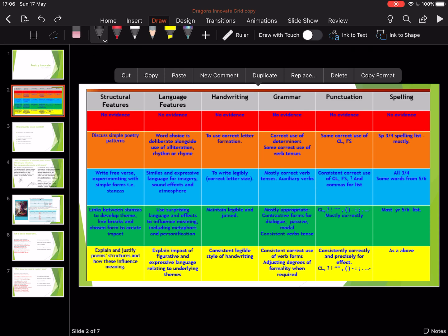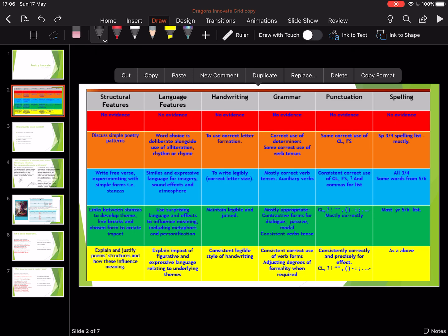So language features, we need to have similes and expressive language for imagery. Perfect. So sound effects and atmosphere. We know all about that. Metaphors, onomatopoeia. This is your chance to fit it in. Moving on to the green for the language features, we need to use surprising language.